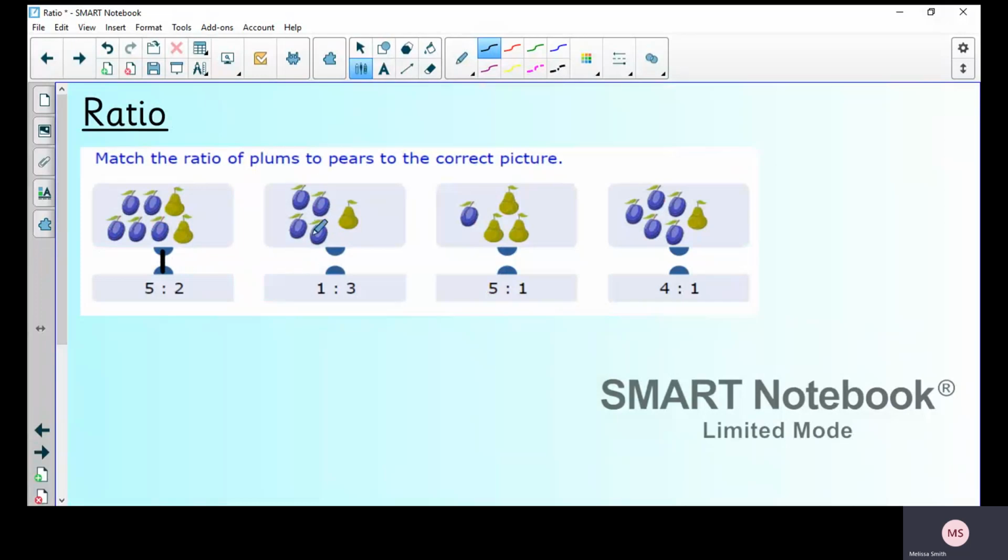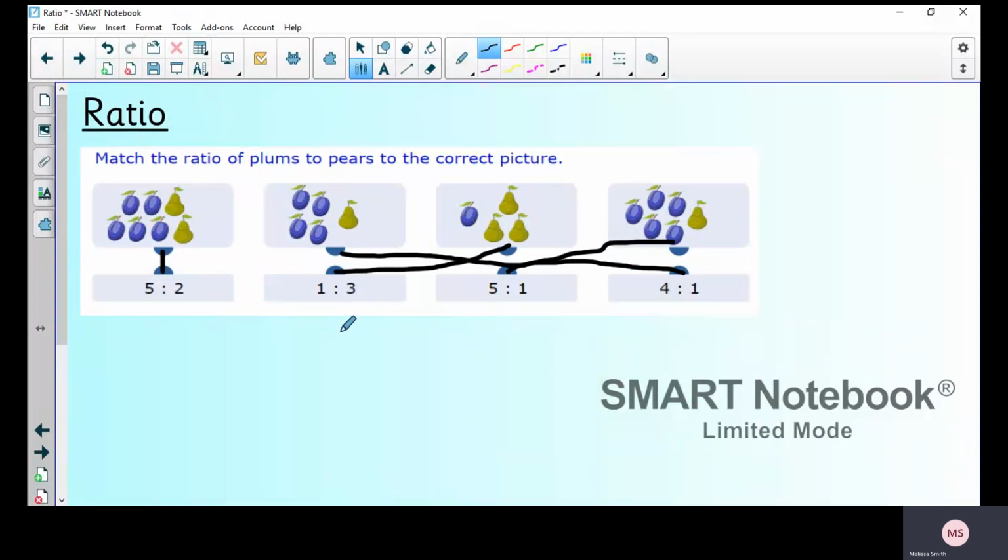Here I have 4 to 1, so that one would match up over here. Oh, that's a messy line. 1 to 3, sorry, because the plum comes first. 1 to 3 goes there. And the last one would be matched there. Very simple, matching that up there.